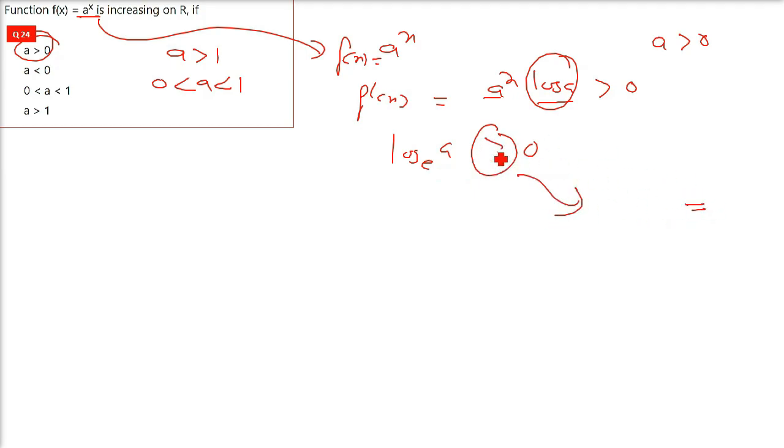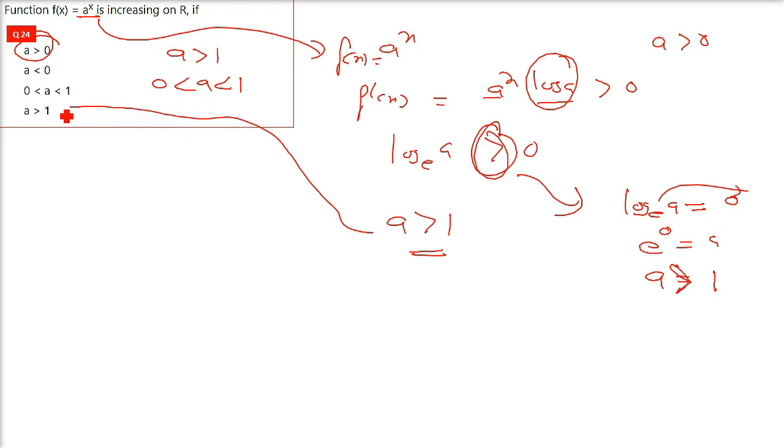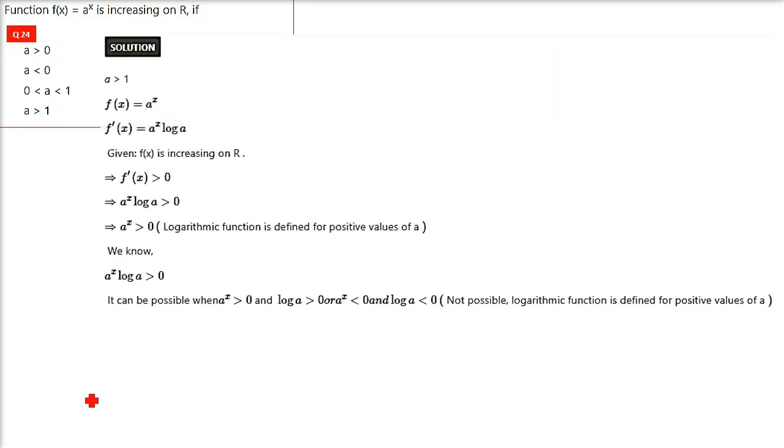And the second term, log a should be greater than 0. I'm not writing greater here, I'm equating it now. That means e raised power 0 is equal to a. Anything to the power 0 is 1. So a is 1. Now let us replace it by the greater than sign. So you get a greater than 1. So these are the different steps which you can do here.